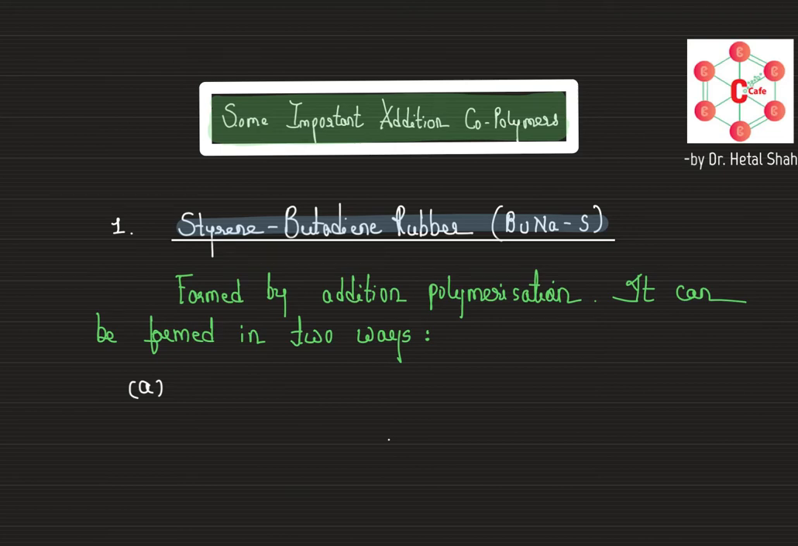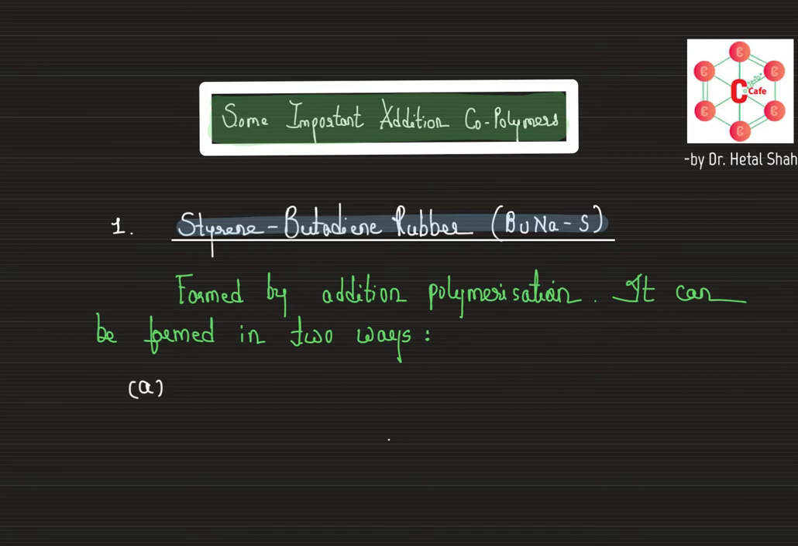Okay, now let us go to the next category of addition polymers. We call them addition copolymers now. We've done addition homopolymers, now we take up addition copolymers. Addition copolymers are those polymers which are formed by addition reaction, but because they are copolymers, they are formed by addition reactions of two different types of monomers.